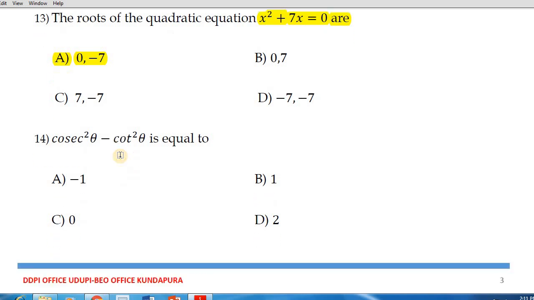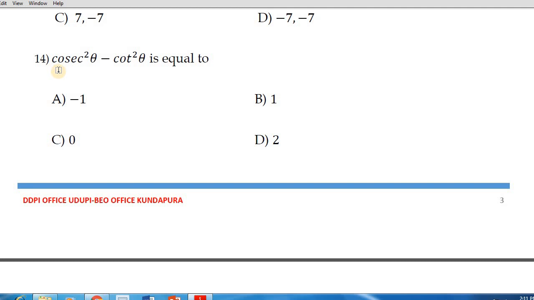Next, let us move on to another one. Cosec square theta minus cot square theta is equal to. Given options are minus 1, 1, 0, 2. Children, we have to solve this by using a trigonometric identity. The third identity: 1 plus cot square theta equals cosec square theta, isn't it? Then you transfer the cot square theta to the left side. So we get cosec square theta minus cot square theta equals 1. So option B is correct.